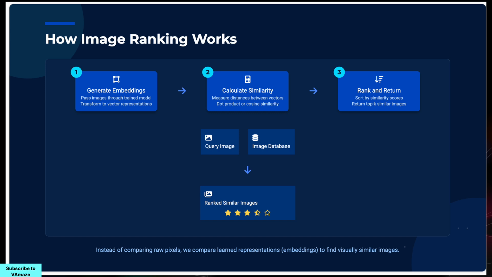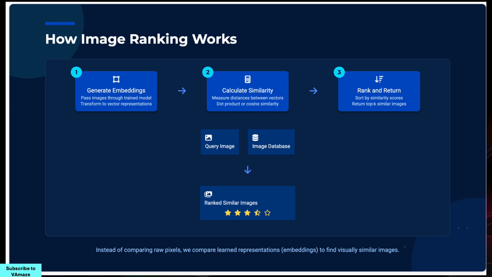Second, we calculate similarity. When a user submits a query image, we generate its embedding and then measure the distances between this query embedding and all other embeddings in our database. We typically use metrics like dot product or cosine similarity for this. Third, we rank and return results. We sort all images by their similarity scores and return the top K most similar images to the user. The beauty of this approach is that once we've pre-computed embeddings for all images in our database, searching becomes incredibly fast. It's just a nearest neighbor search problem.